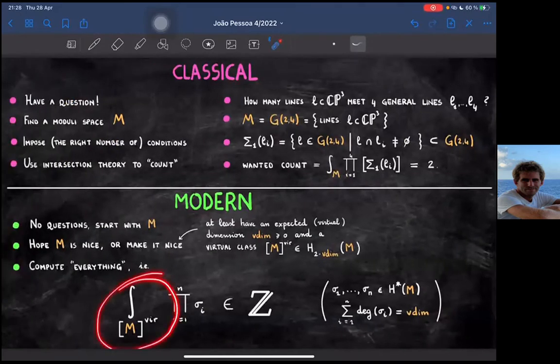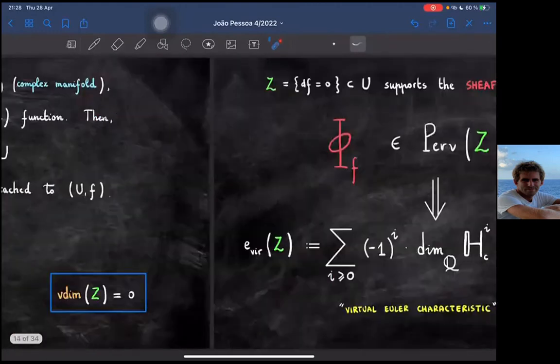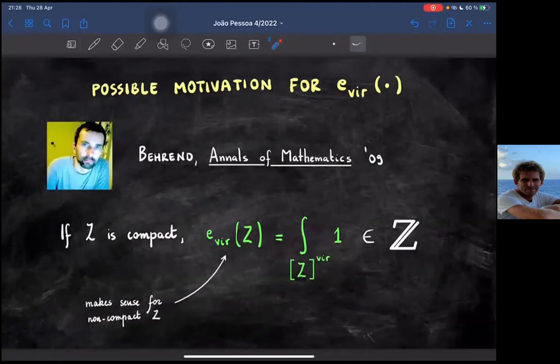It's the easiest equation. You have no insertions. Just put one here. This is what you want. And what I'm saying is that by Behrend's theorem, this thing agrees with the virtual Euler characteristic.